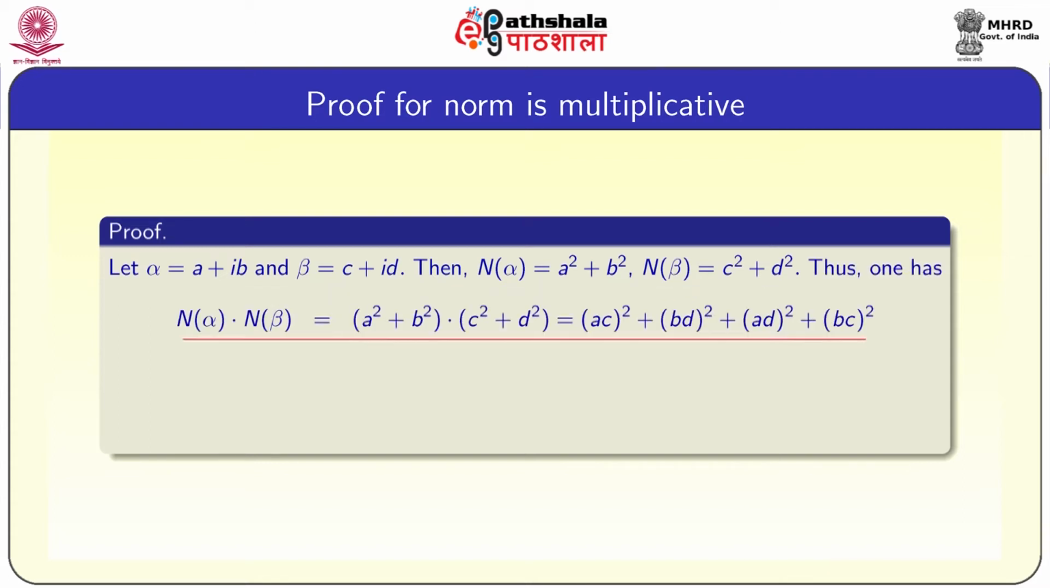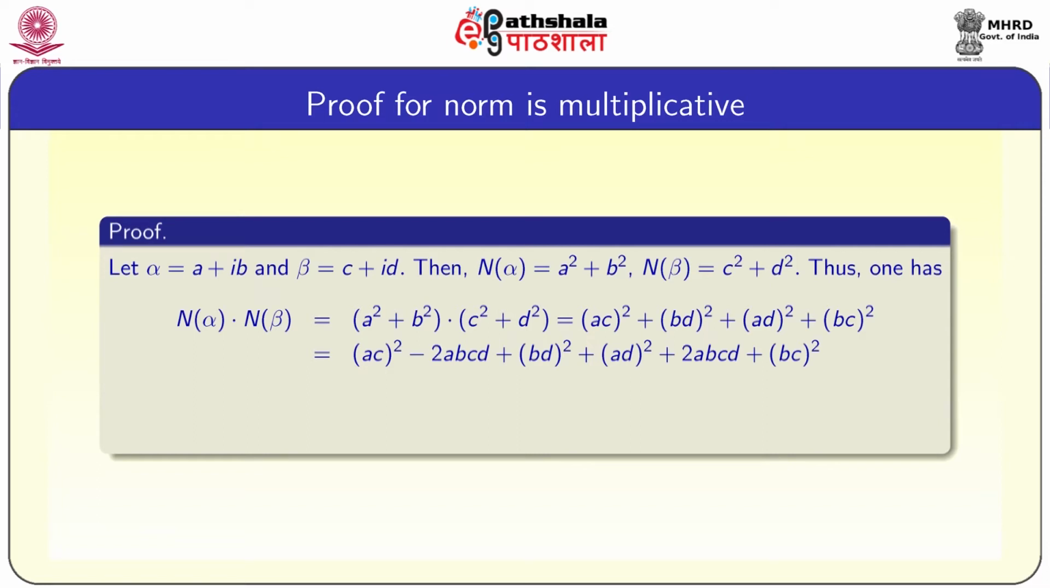So, norm of alpha into norm of beta is equal to (a square plus b square) into (c square plus d square), which is equal to ac square plus bd square plus ad square plus bc square. This is going to be rewritten: what we are doing here is subtracting 2abcd and adding 2abcd.